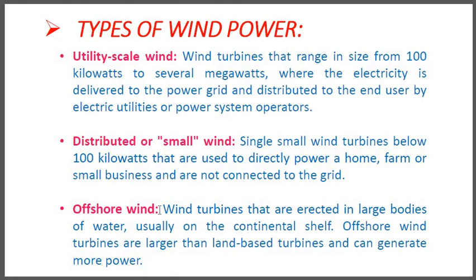Now, offshore wind power system. Wind turbines that are erected in large bodies of water, usually on the continental shelf, means at a seashore or in the sea. Offshore wind turbines are larger than land-based turbines and can generate more power due to the abundant quantity of the plantation area.